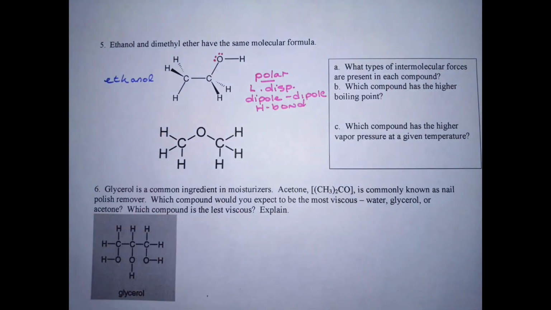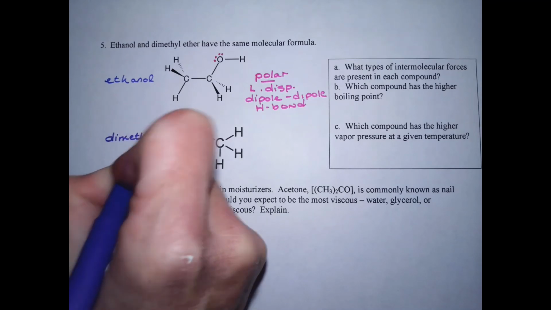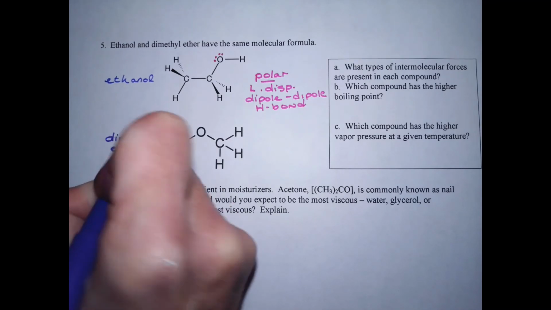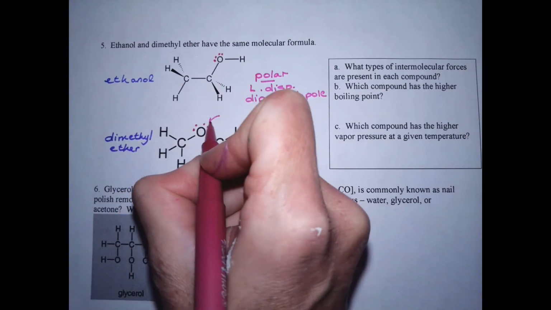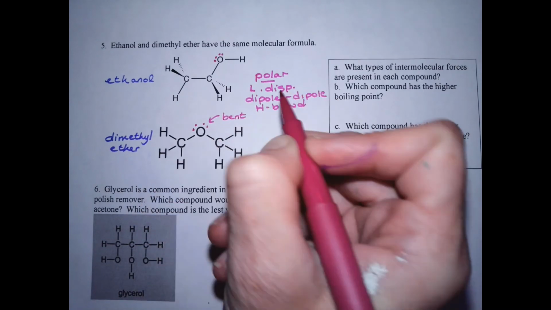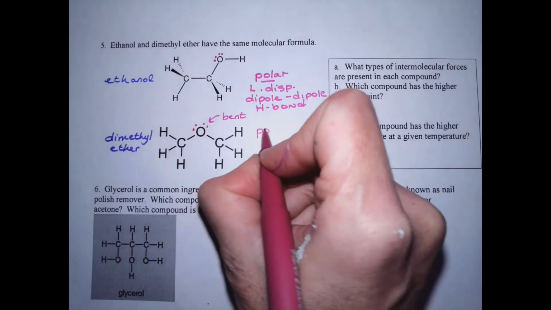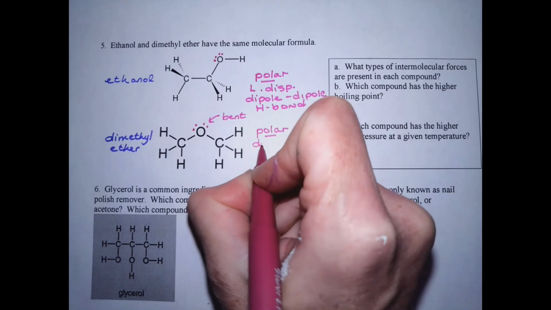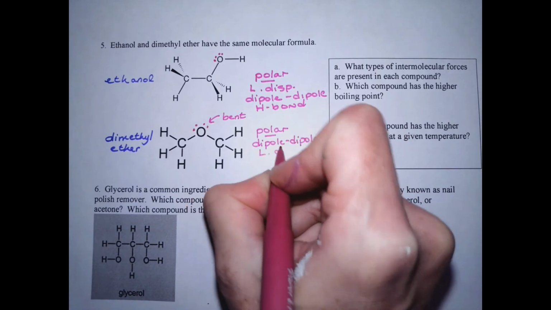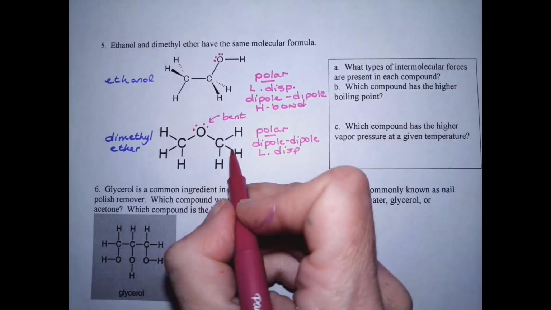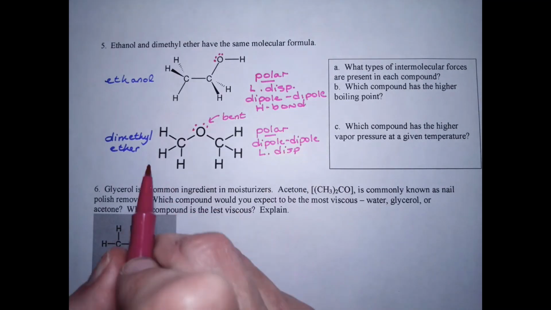The next compound is the dimethyl ether. It too is polar. We have an oxygen with a bent shape to it. So whenever you have something that's bent, at least at this level of study, it's typically going to be polar. I'm going to list dipole-dipole as an intermolecular force due to the polarity. And we'll also have London dispersion. This compound has hydrogen. This compound has oxygen, but they're not directly connected. So there's no hydrogen bonding in dimethyl ether.